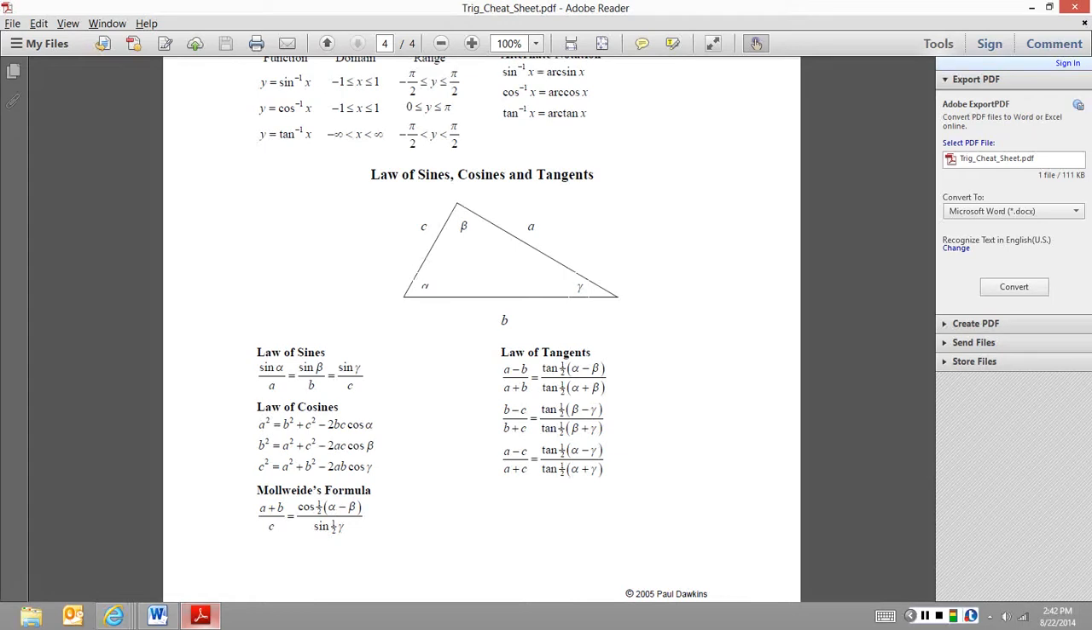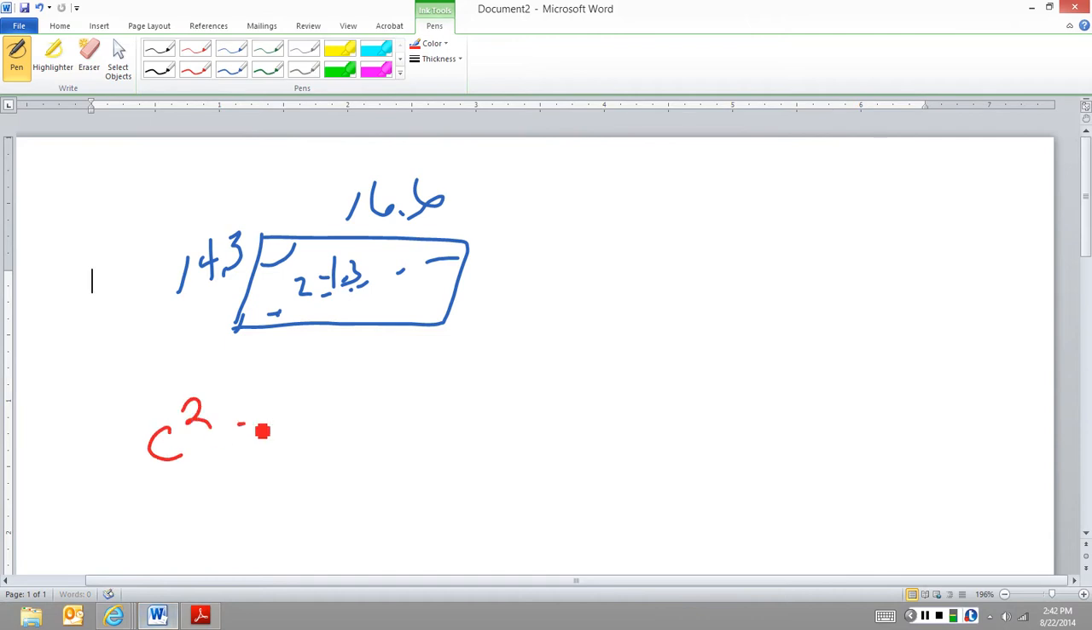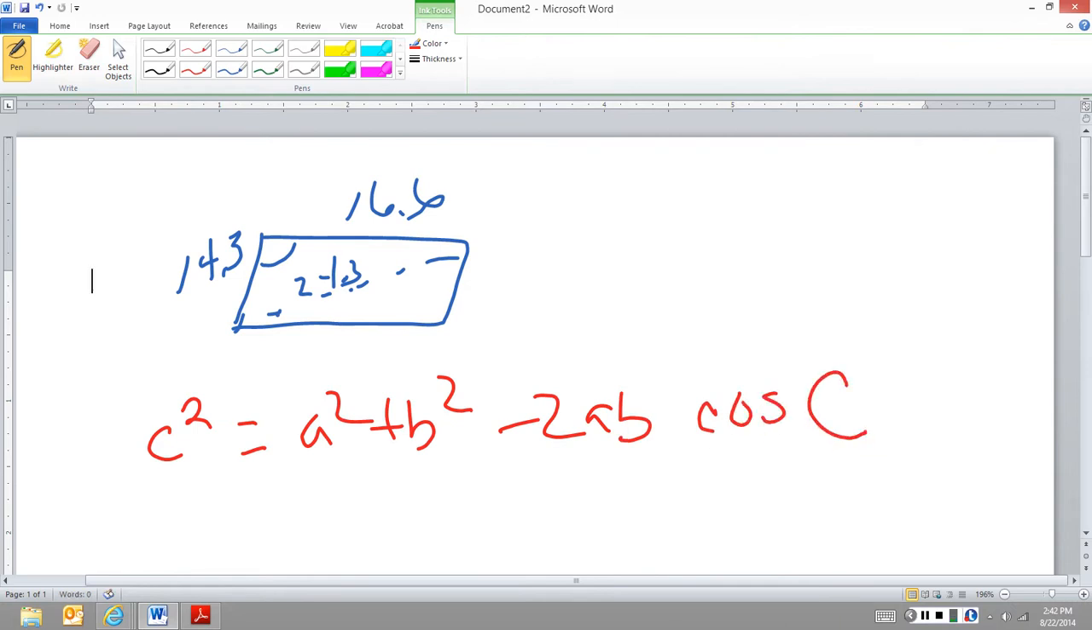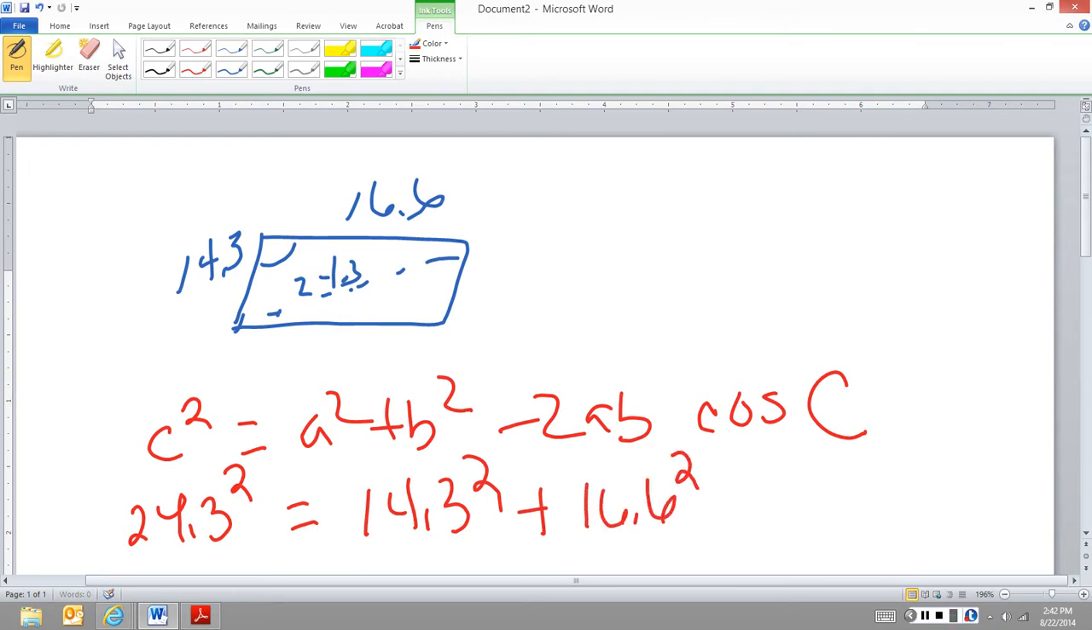I'm going to use the bottom one. I'm going to label my long side C. As long as you're consistent, though, it really doesn't matter which one you're using. So I have C squared equals A squared plus B squared minus 2AB cosine C. Then I'm just going to plug in things. So this is 24.3 squared equals 14.3 squared plus 16.6 squared minus 2 times 14.3 times 16.6 cosine C.